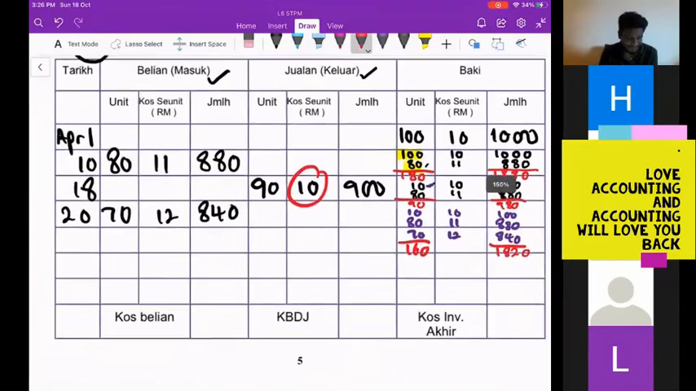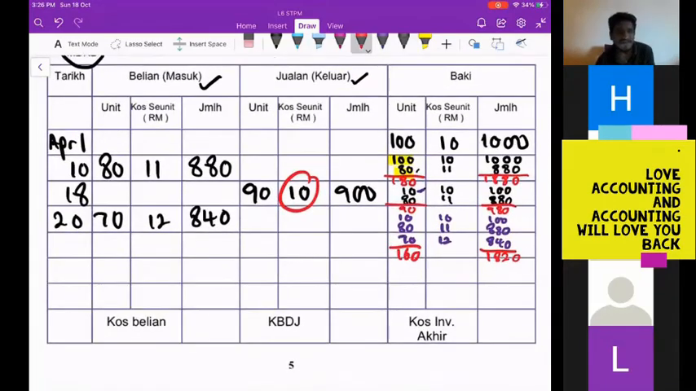Boleh faham? Siapa tak faham, please ask me. I can repeat banyak kali pun tak apa. Janji you faham. Don't understand, ask me. You understand or not? The purple color is the inventory still with me that I haven't sold. Others? Okay, sir. All good? Okay, next one, I continue.